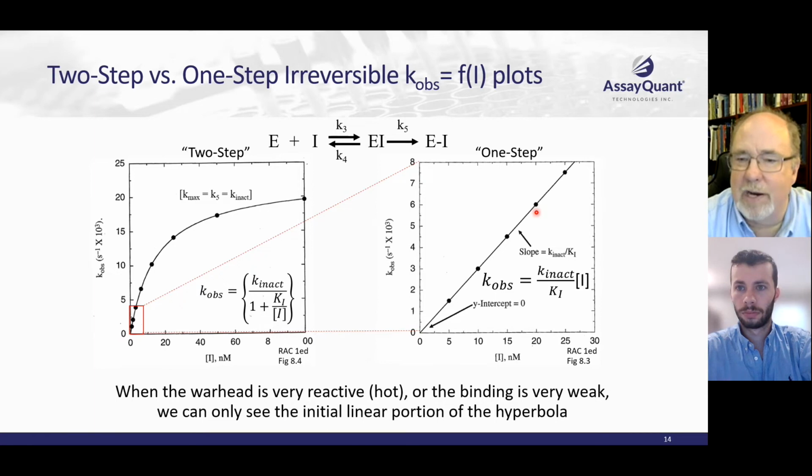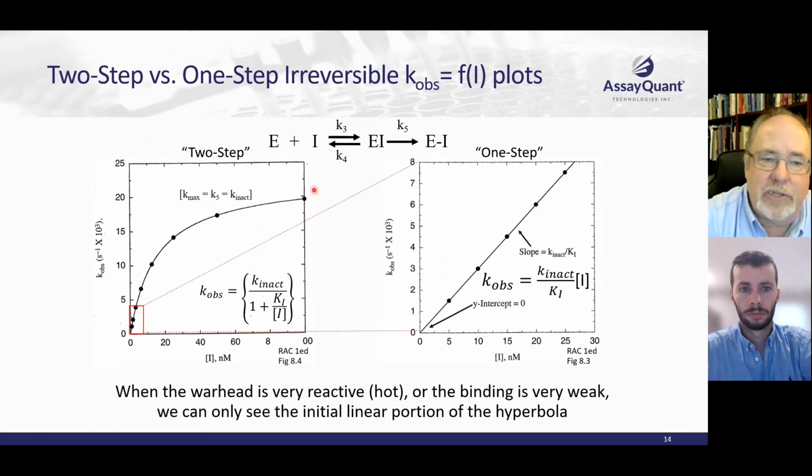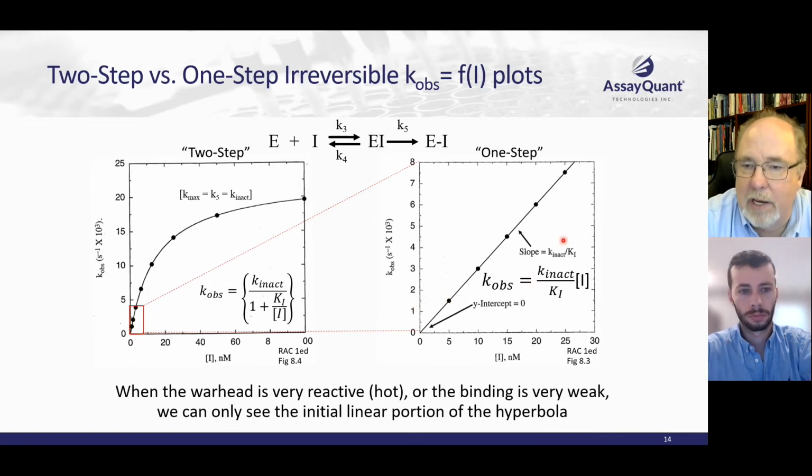So if you can fully see the full hyperbola, we call this two-step analysis because we can solve for both K inact and Ki. If, however, you can only solve this linear portion, because the warhead's super hot or the binding is super weak, then you can only see the line. And you know what?